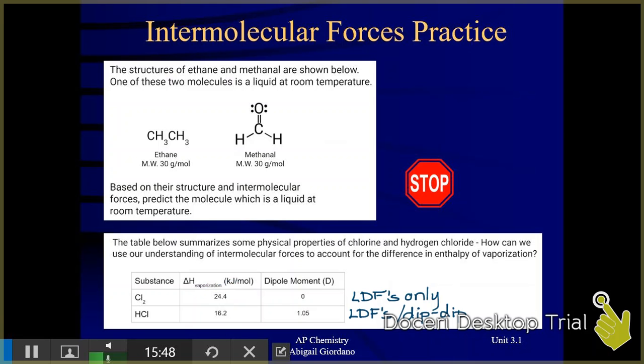Okay, I want you to look at the question above it. Did you all notice that where it says MW below each molecule, that stands for molecular weight? They have the same molecular weight, the same molar mass. Do these two molecules in front of us, Cl2 and HCl, do they have the same molar mass? No, they do not. And which intermolecular force is affected by the size of the molecule? London dispersion forces. So this is a tricky little question, but this is classic on the AP exam.